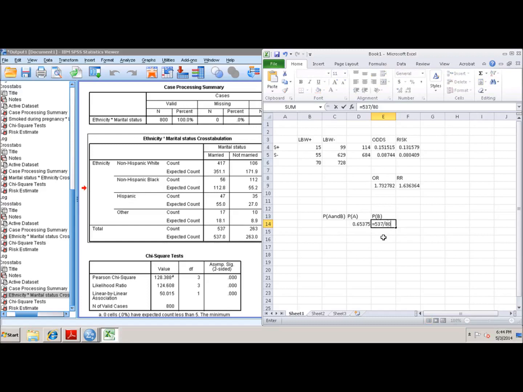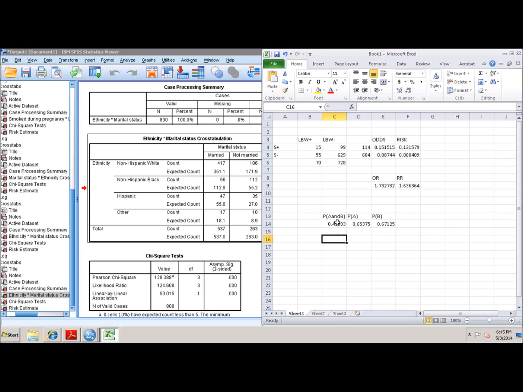537 divided by 800. So now if these events were in fact independent, the rule is that the probability of A times the probability of B would equal the probability of A and B. So what we can do now is multiply these two values together to get the probability of A and B, assuming independence. So we can say this one times this one here. So that's what the probability would be for A and B if these two events were independent.